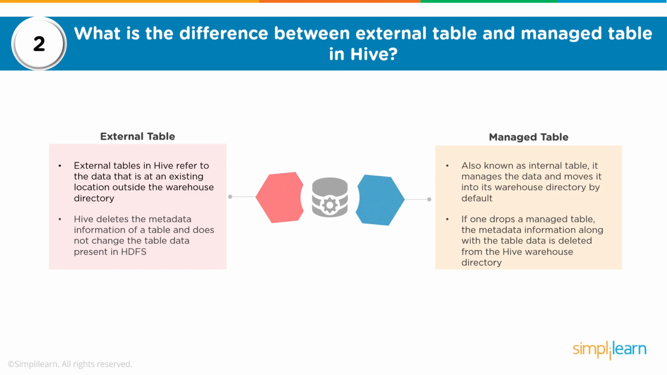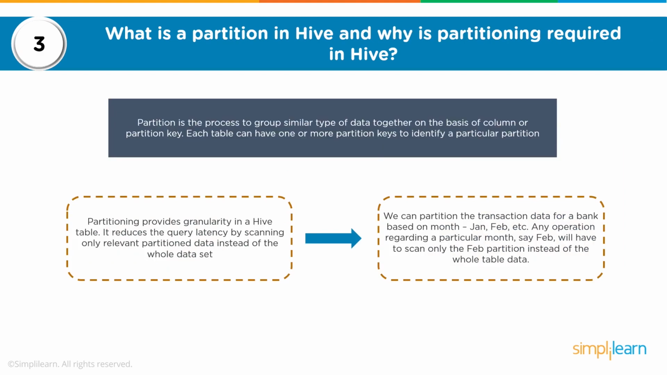Let's learn a little bit about partition. So what is partition in Hive and why is partitioning required in Hive, if somebody asks you that? Now, normally in the world of RDBMS, partition is the process to group similar types of data together. That is usually done on the basis of a column, or what we call a partitioning key. Each table usually has one column in the context of RDBMS which could be used to partition the data. And why do we do that? So that we can avoid scanning the complete table for a query and restrict the scan to a set of data or to a particular partition.